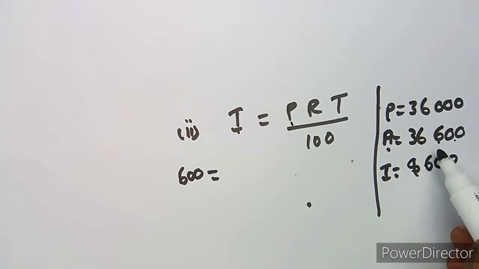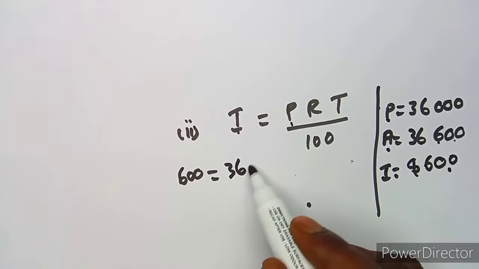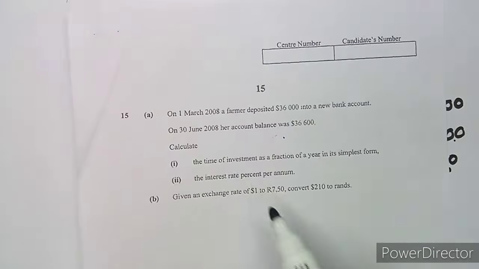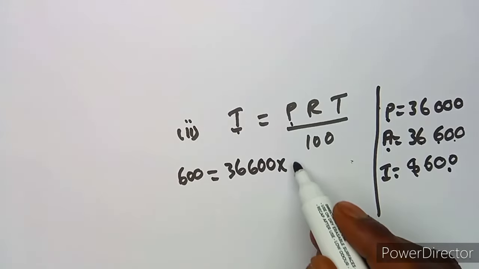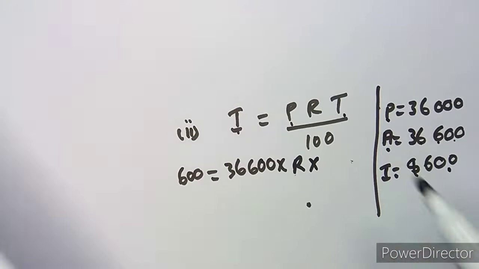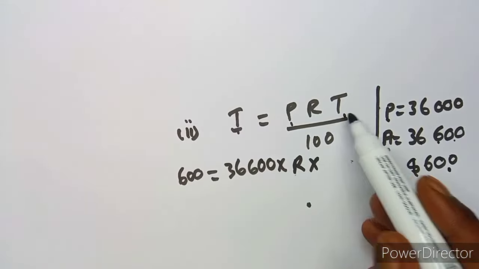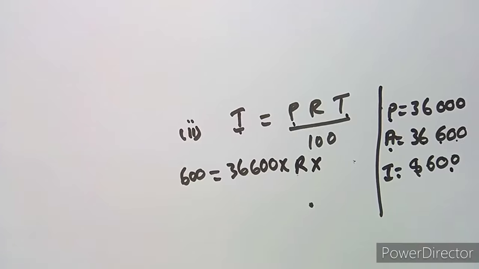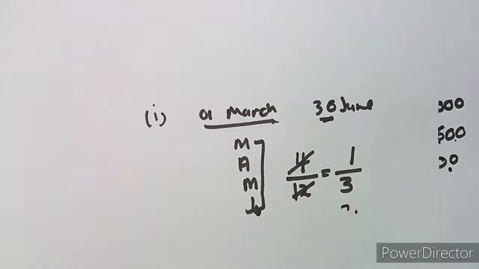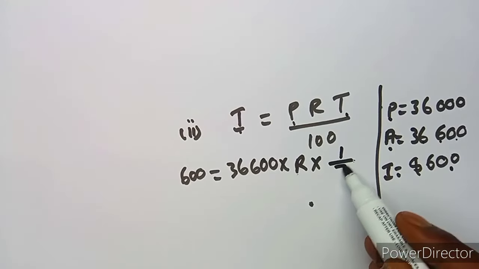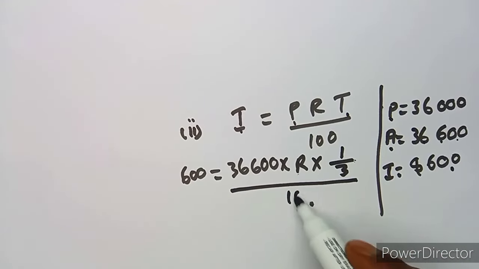The principal is there, which is 36,000 times the interest rate. That is the one that we want to calculate, so you can just leave this as R times the time. Remember, we express the time in years, because this time is supposed to be in years, and we expressed our time here as a fraction, where we got a third. So it's just going to be a continuation, times 1/3 over 100.